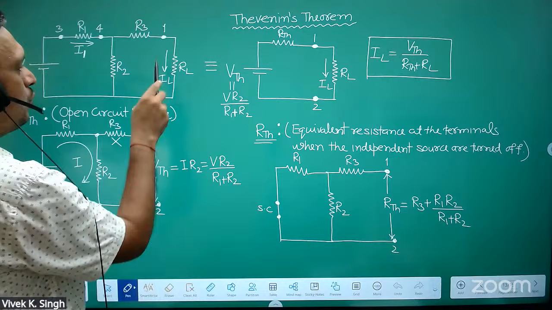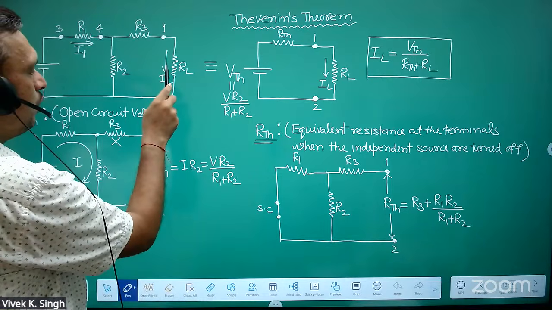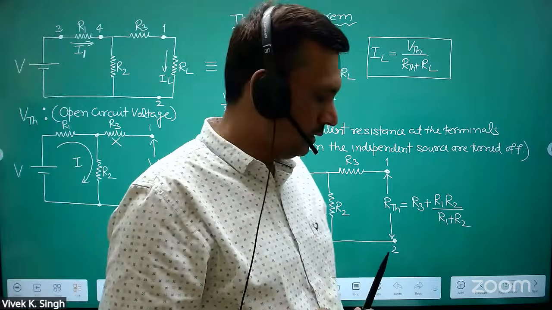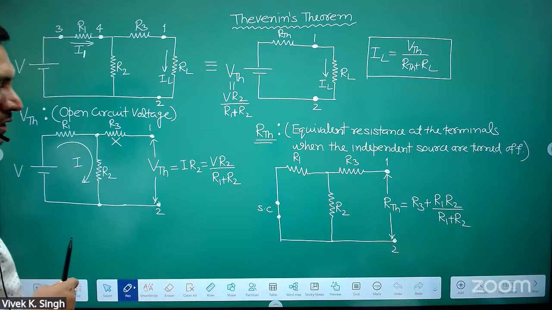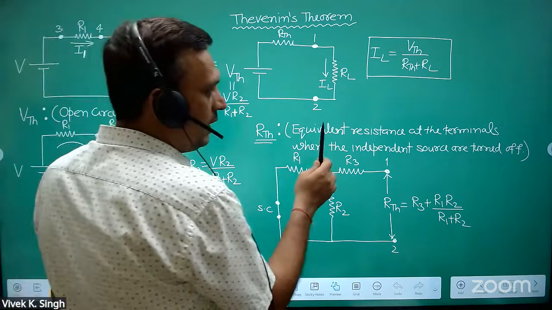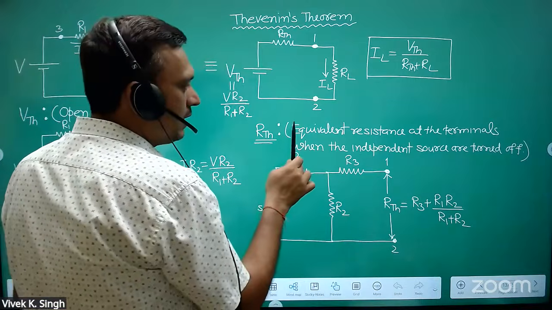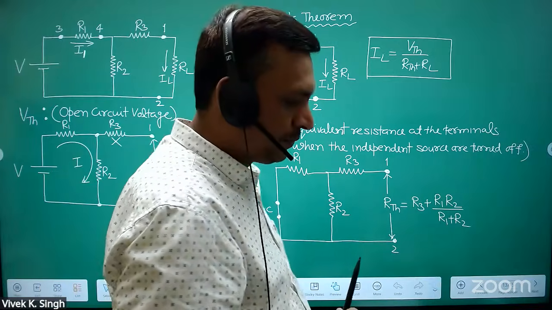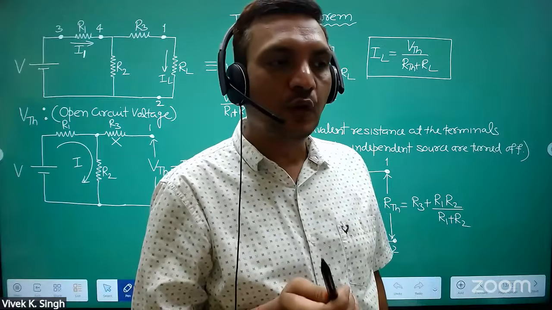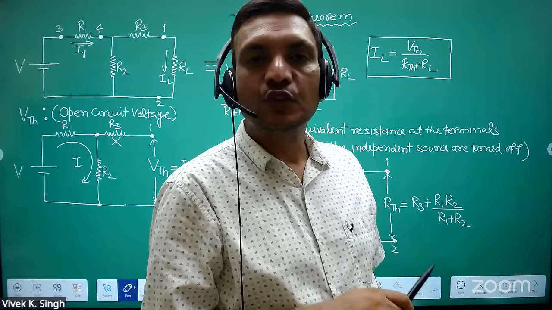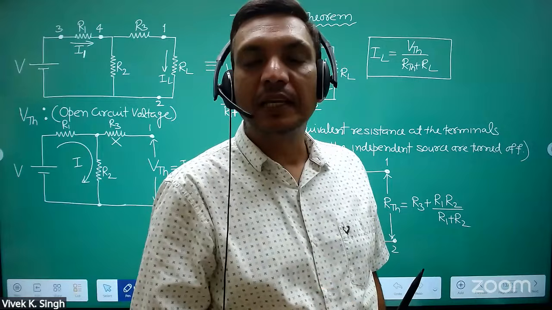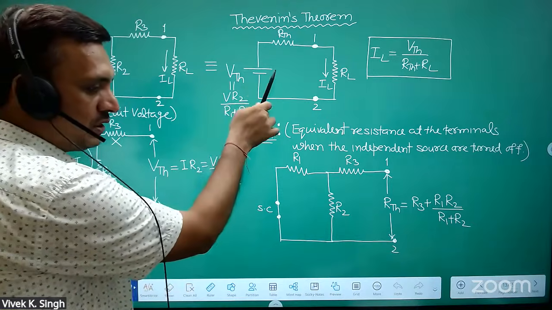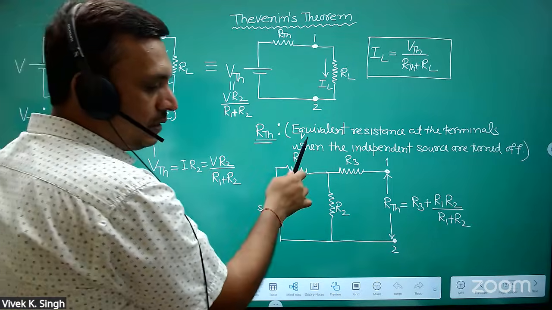Because these are the two terminals, this is the load. So you should remove the load and measure this voltage. That is open circuit voltage or Thevenin's voltage. And what is RTH? RTH is the equivalent resistance, Thevenin's resistance, that is the equivalent resistance at the terminals when the independent source is turned off. And you know the meaning of turned off: voltage source will be short circuited, current source will be open circuited. They are replaced by their internal resistances. Is it clear what will be the Thevenin's equivalent and how to find VTH and RTH? Clear?